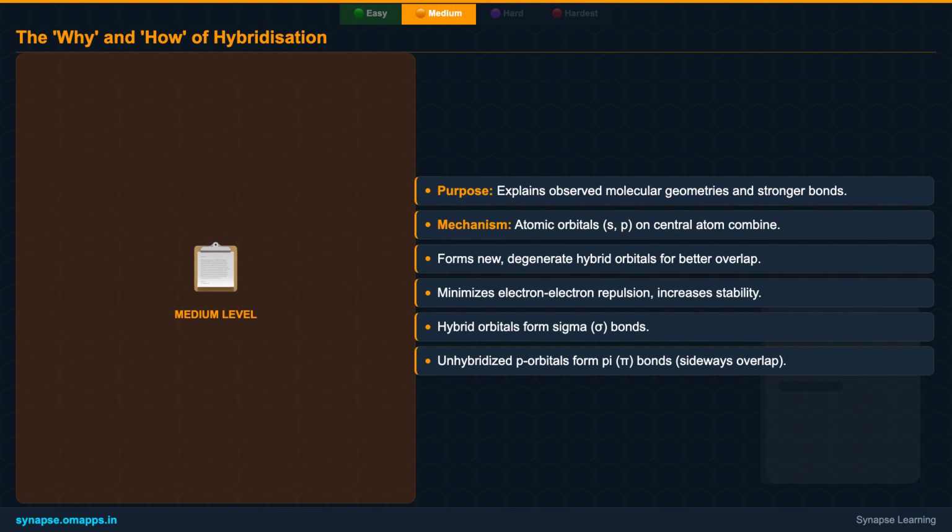The how involves atomic orbitals on the central atom redistributing their electron density. These newly formed hybrid orbitals are all equal in energy and are oriented in space to minimize electron-electron repulsion. This directional nature is what allows them to form strong sigma bonds. Any unhybridized p orbitals that remain can then participate in forming pi bonds through sideways overlap, adding another layer of complexity and stability to the molecular structure.